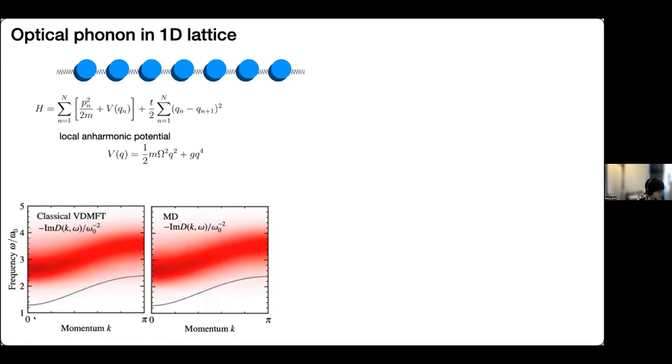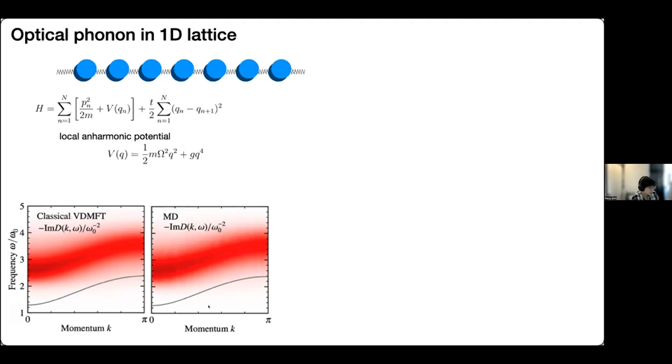So this color map is the converged phonon spectral function, and the gray curve here is the harmonic dispersion. As one might expect for a potential with quartic anharmonicity, the peaks of the spectral function are significantly hardened and broadened, indicating a finite lifetime. This is the spectral function from lattice molecular dynamics simulation, MD, which includes all anharmonic potential, and is considered an exact method in the classical limit.